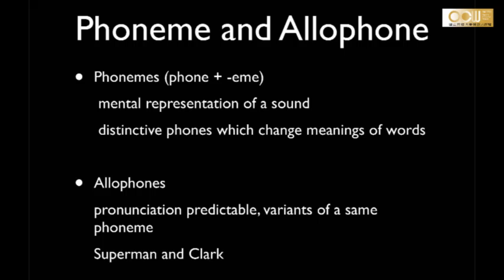Phoneme is a combination of phone and -eme. Eme means meaning. It's a mental representation of a sound, and this representative would actually change the meaning of words. That's why we call them phonemes. This is just a quick review. And then for allophones, their pronunciation is predictable. That's the key thing. It's not just any random variation. These recognized allophones have to have predictable pronunciation, and you will be able to predict in what environment they occur.